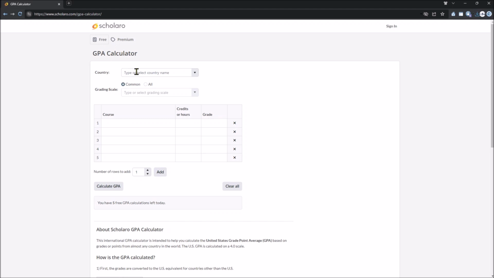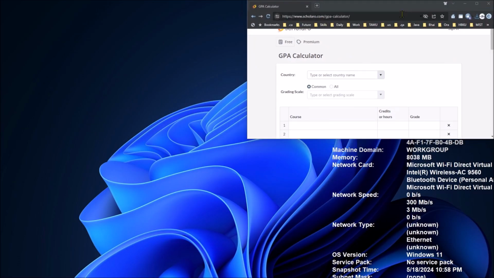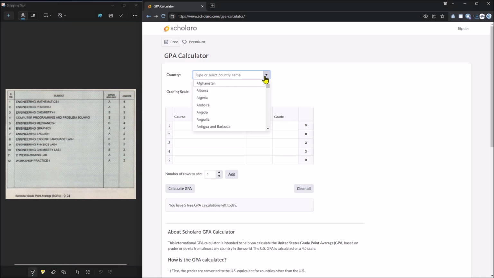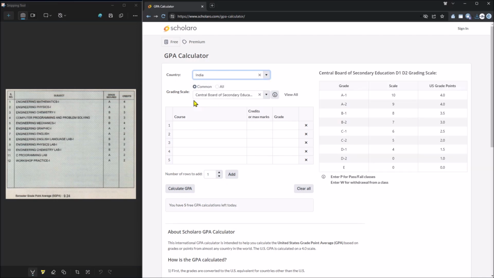So let us consider converting from the Indian system to an international level, because this question was raised by a subscriber from India. I'll be using one of the marks memos from the Indian system. This is the Scholaro GPA calculator. As you can see here, you can mention the country. Let's mention the country of India. And here it is saying grading scale from Central Board of Secondary Education.